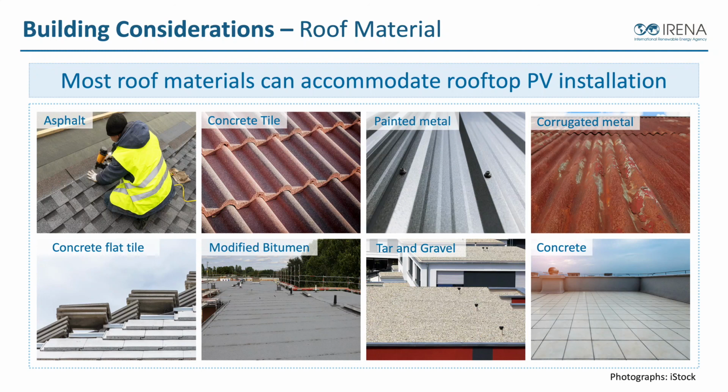The next one is the modified bitumen. We see that on flat commercial buildings a lot. It's a rolled out type of material that's often heated and then applied down to stick to itself. We have a tar and gravel, where the tar makes up the waterproofing layer and then the gravel protects the tar from UV breakdown and things like that. And then on the right-hand side, we have a concrete flat roof that we see in a lot of places around the world as well.